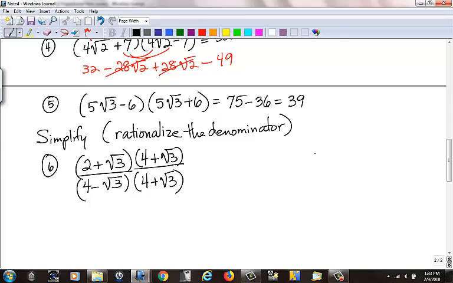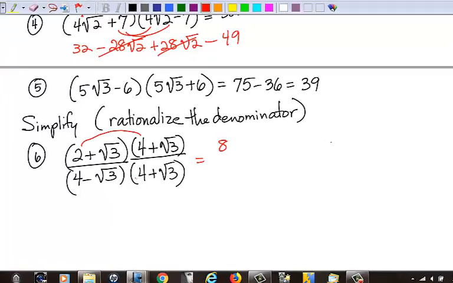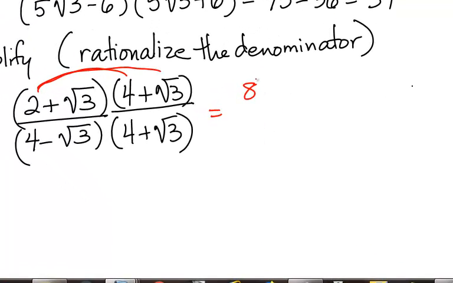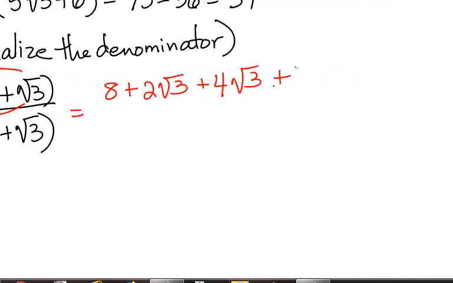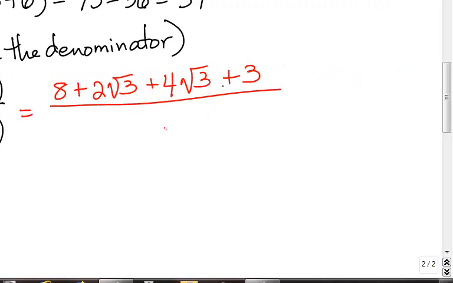Okay, so now multiply that out. So 2 times 4 would be 8. 2 times radical 3, 2 radical 3. 4 times radical 3, 4 radical 3. And then radical 3 times radical 3, 3. And then on the bottom, the shortcut is square the first one. 4 squared, 16. Radical 3 squared, 3. So that's our a squared minus b squared.